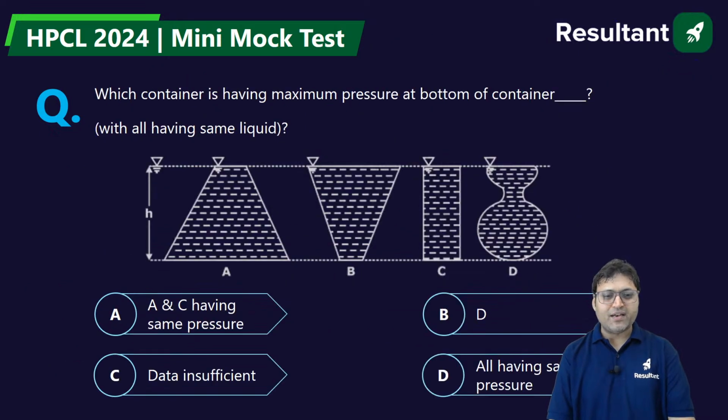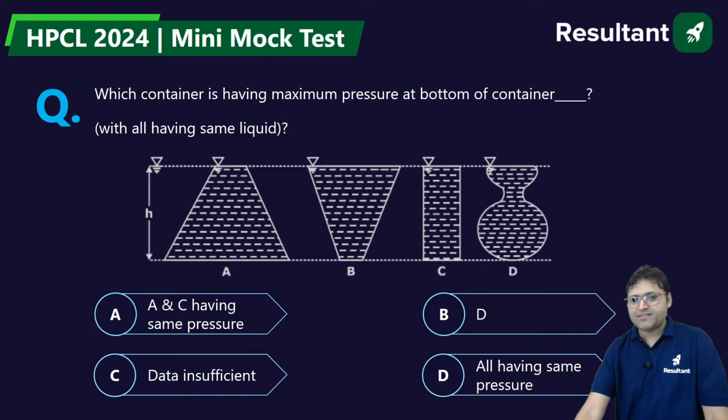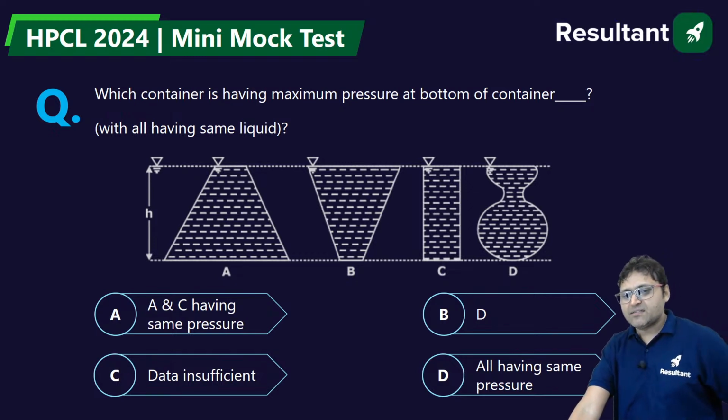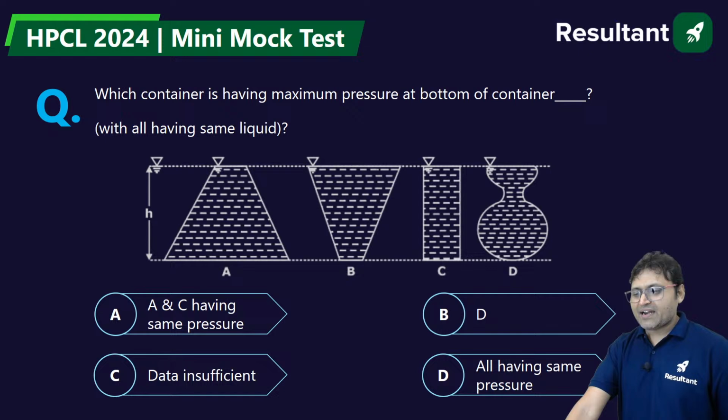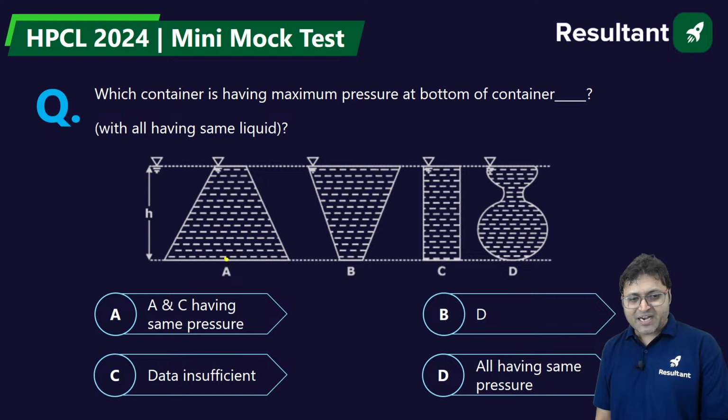Let us move to the next one. The next question on the screen. Read the question and do let me know the answer. Again from the fluid mechanics. Keep on giving me the answer. Which container is having the maximum pressure at the bottom of the container? There are containers having different shapes and sizes. We need to find out the pressure relation at the bottom.